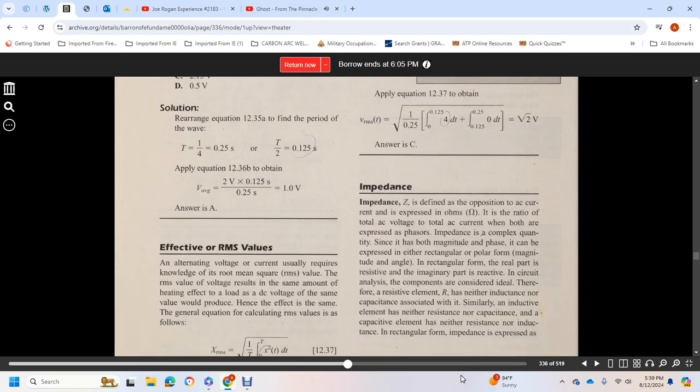And then, impedance. Impedance Z is defined as the opposition to AC current, expressed in ohms, the ratio of the total AC voltage over the current. It is a complex quantity expressed with magnitude and phase. Since both can be expressed in either rectangular or polar form, magnitude and angle, the rectangular form has a real part and an imaginary part, the reactance of the circuit. In the analysis, components are considered ideal: a resistive element R has neither inductance nor capacitance associated with it. Similarly, an inductive element has neither resistance nor capacitance, and a capacitive element has neither resistance nor inductance.